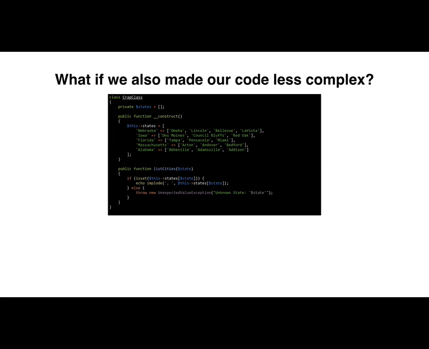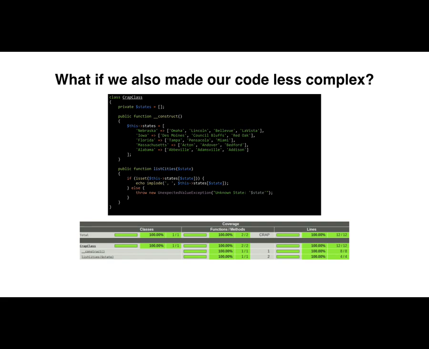So this list cities method that we had before that had several if statements to check the states, now it's just a single if statement. It's going to check and see if the state that we are looking for exists in this array, and if so, it'll echo out the list of cities. Otherwise, it'll throw an exception. So now we're down to only 2 decision points in this method. And running those same tests, crap score is 2. That's the bare minimum. We really can't go any lower than that for this specific method.